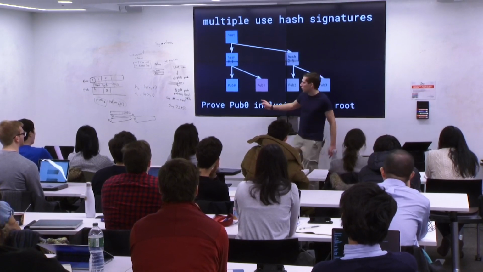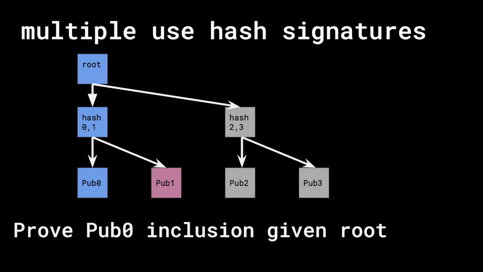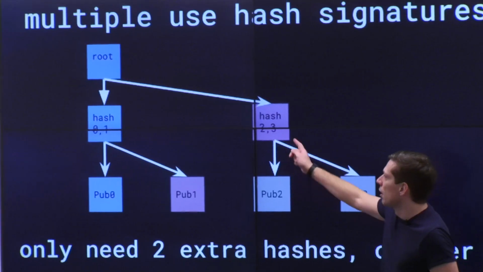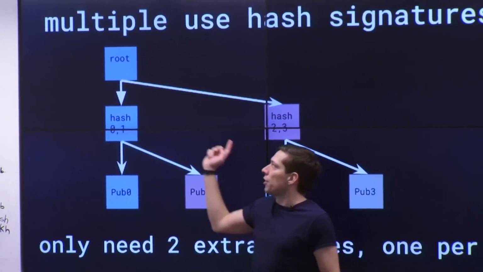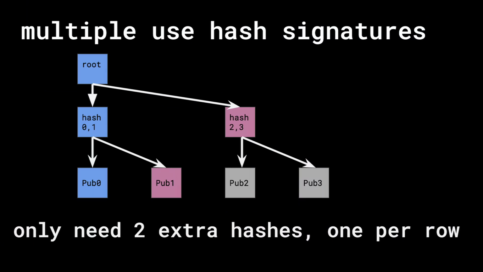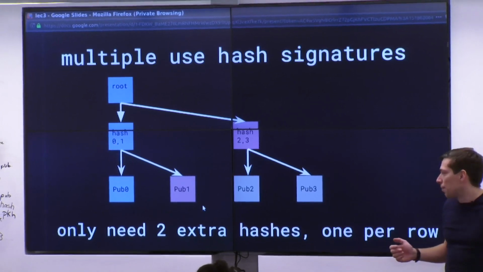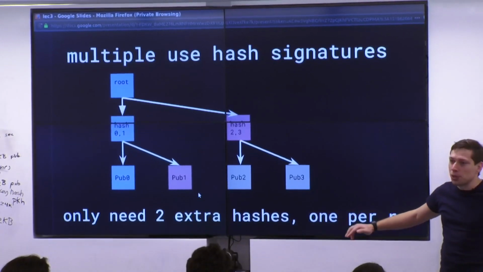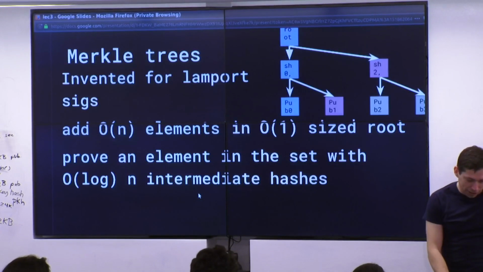That allows the verifier to compute this. And then the prover says, hey, here's hash 23, which allows the verifier to compute the root and then check that it's equal. So yeah, you only need 2 extra hashes instead of all 4. So save some space. It doesn't save that much space when you only have 4. It saves a lot of space when you have 1,000, right?